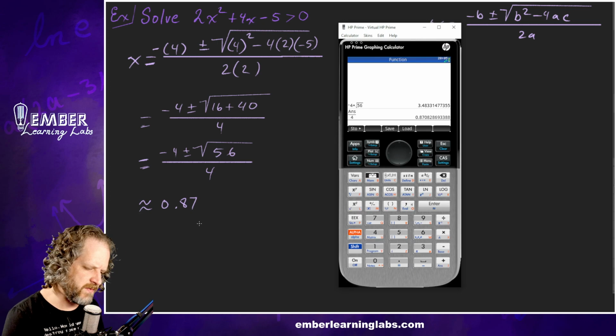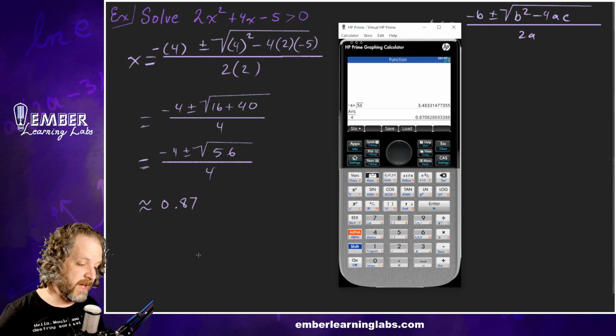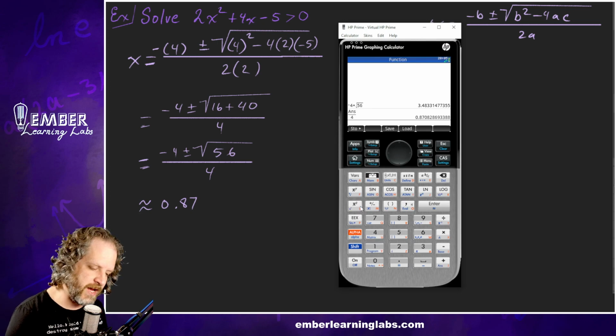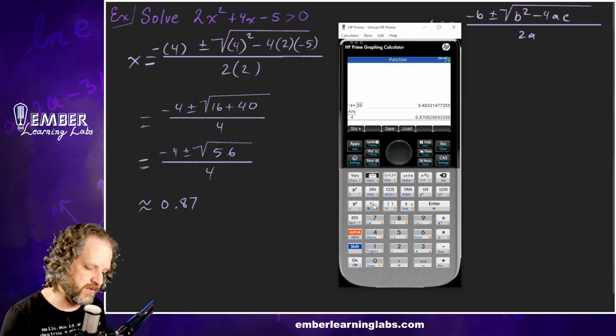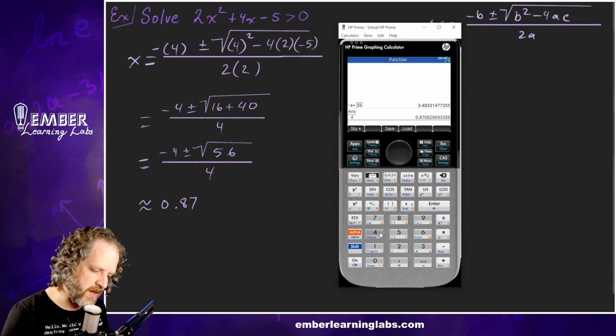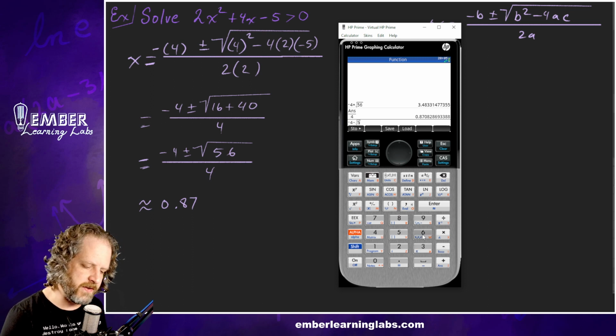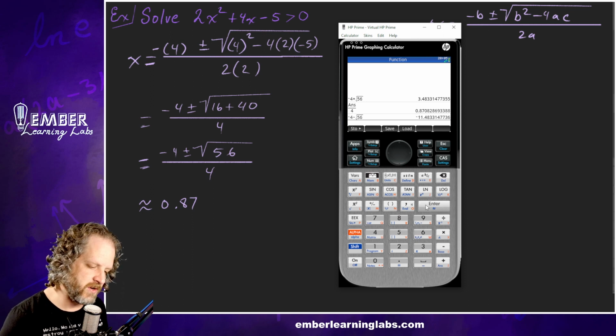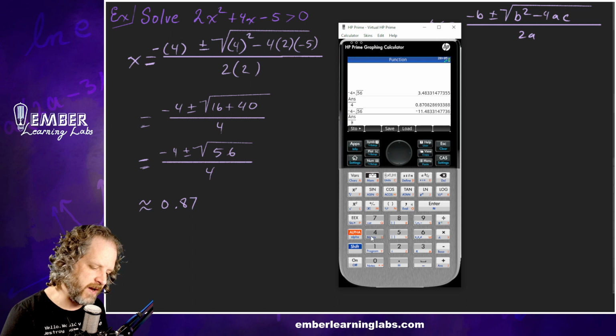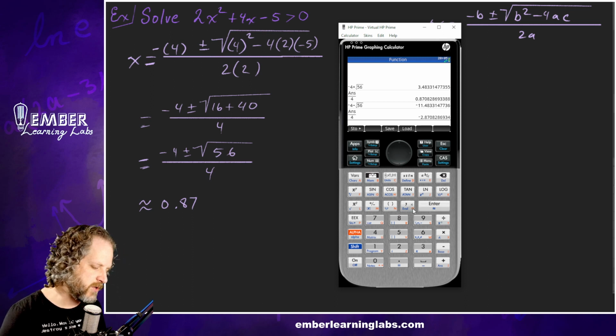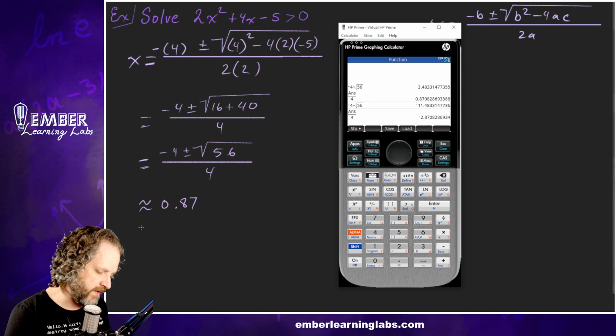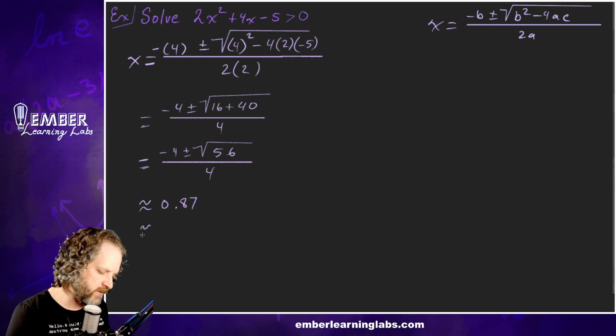0.87. It was positive, right? Yes, it was. Okay, so now let's get the negative version. So we're going to do the same thing, but with minus in the middle. So negative, that's right. -4 minus the square root of 56. Enter. Double check. Looks great. Then we hit divide by 4. Enter. So it's approximately equal to -2.87.